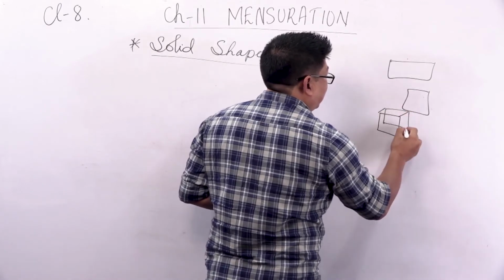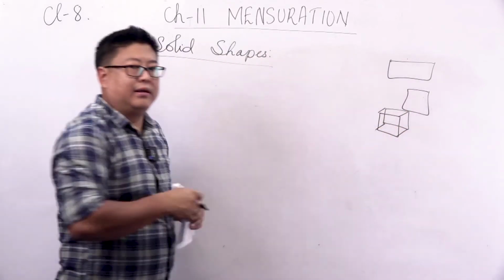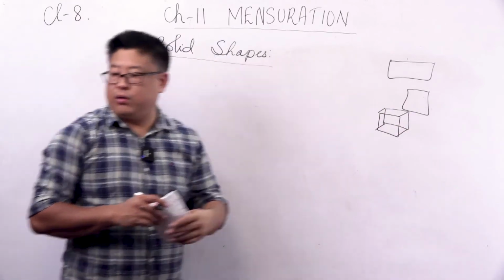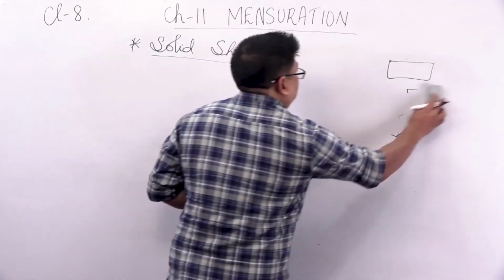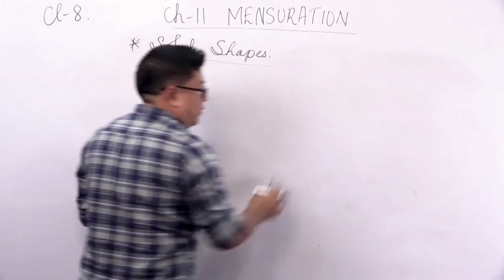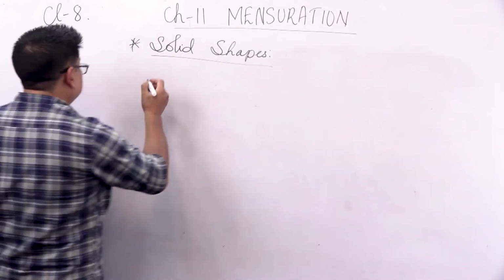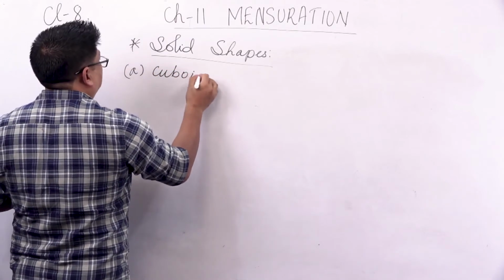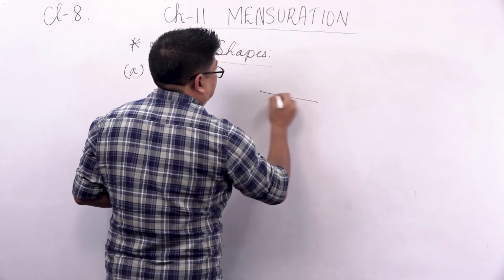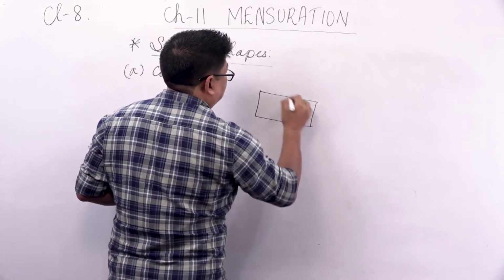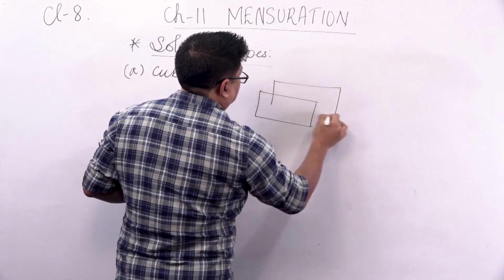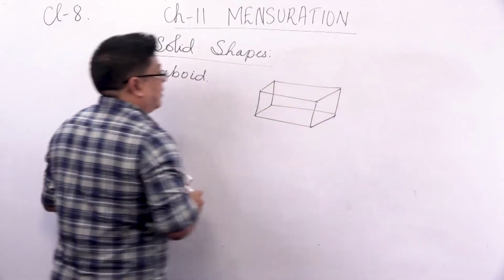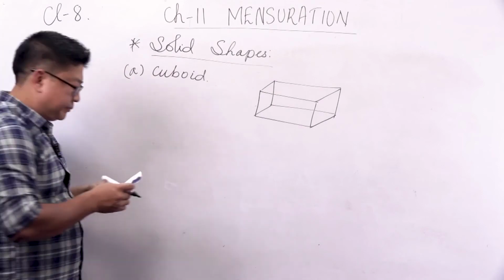We have already learned about this in the earlier classes. Cubes, cuboid, cylinder, and all. All right. So we will deal with them one by one. So the first one is cuboid. Cuboid looks like a rectangle. It looks like this, almost like a rectangle.